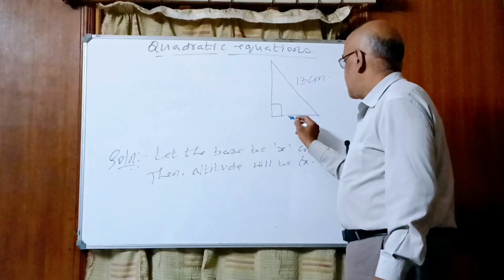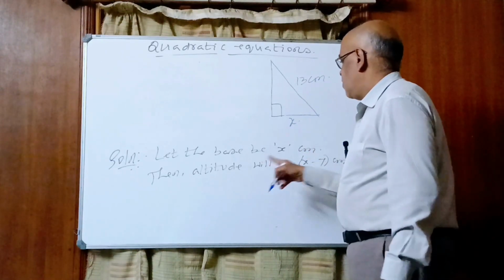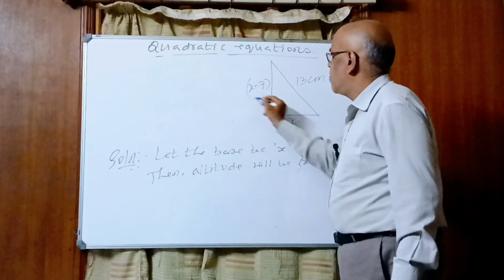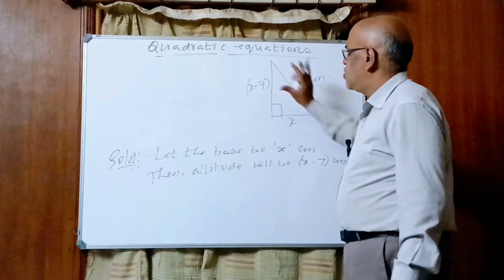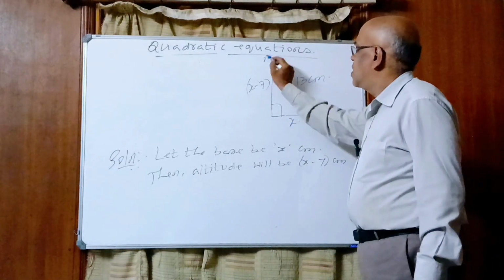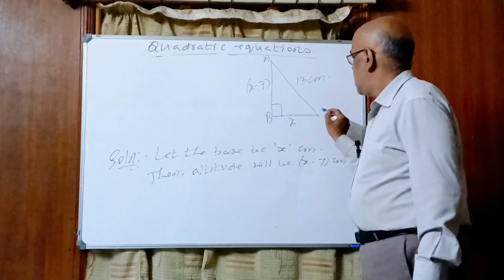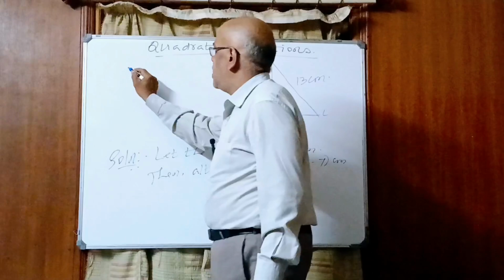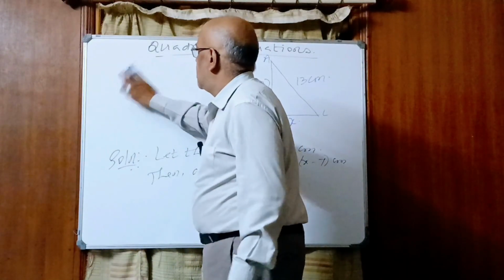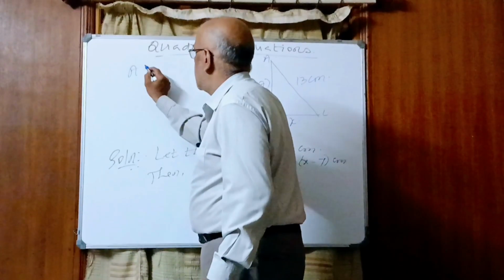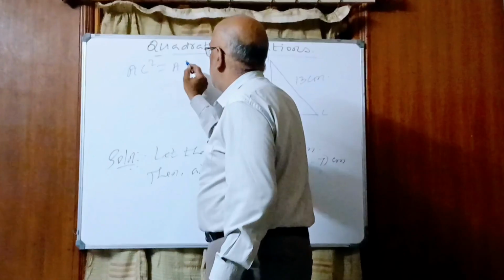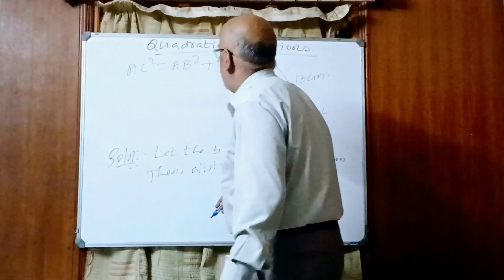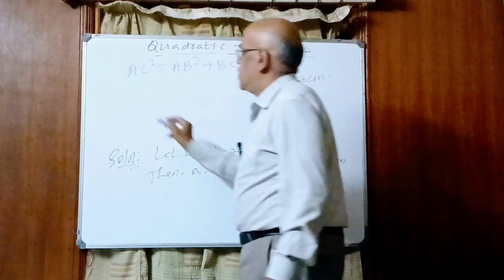Let the base be x. What will the altitude, the height, be? Height will be x minus 7. So this should be longer, this should be shorter, children. Now apply the Pythagoras theorem. What will happen? AC square is equal to AB square plus BC square. And find the answer. 13 square.